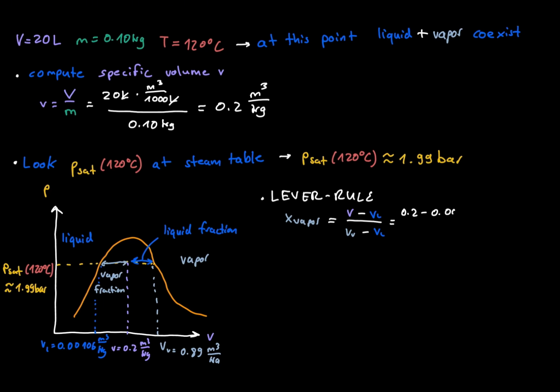0.2 minus 0.00106, divided by 0.89 minus 0.00106. This gives approximately 0.224. So about 22% of the mass is vapor.